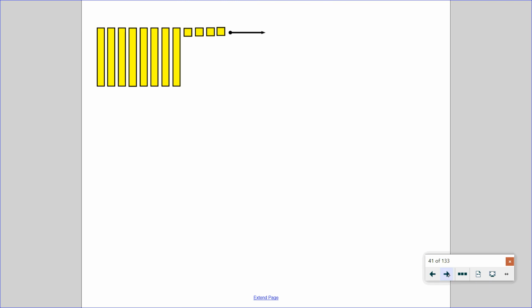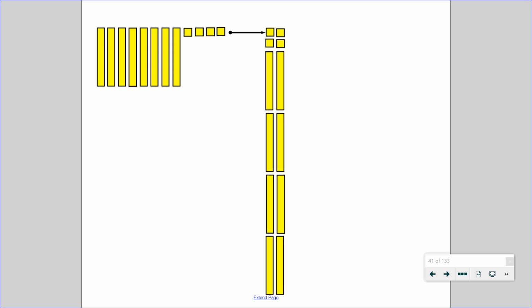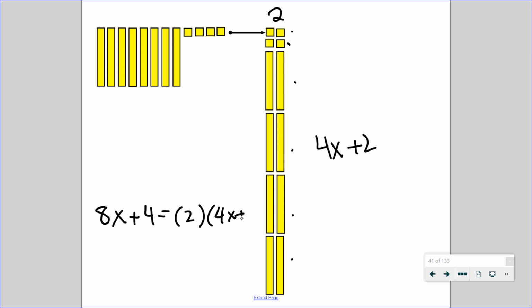So in this example here, I'm going to take my ones tiles, and instead of arranging them one on top of the other, I'm going to do them 2 at a time. So I'm going to arrange them 2 by 2. So there's the 4 together. And then underneath, I can take those 8 variable tiles and also arrange them 2 by 2. So let's look at what we have. We have 1, 2, 3, 4 variable tiles, 4x, 1, 2 ones, plus 2, and then I have a width of 2. So my polynomial of 8x plus 4 can be, in this case, factored as 2 multiplied by 4x plus 2. Well, I think I can do one more type of factoring with this.